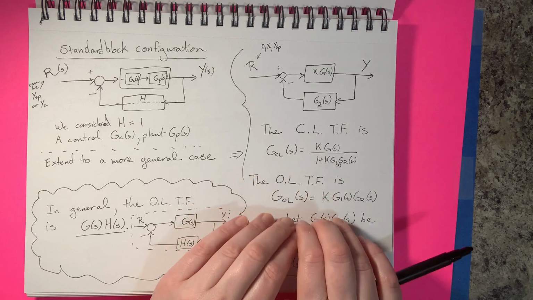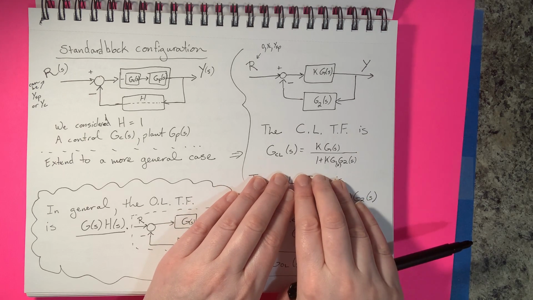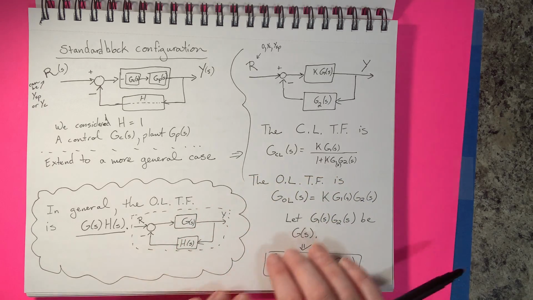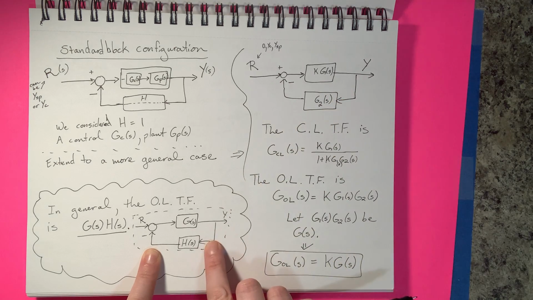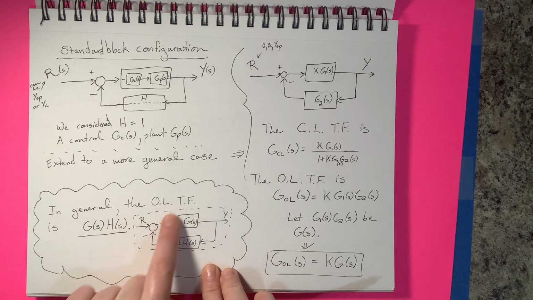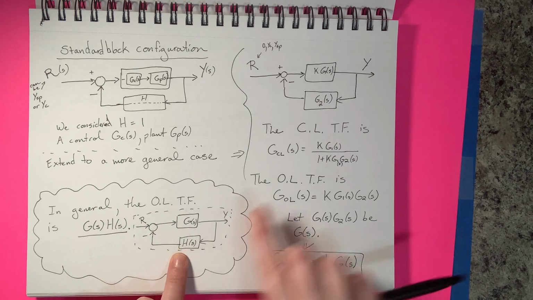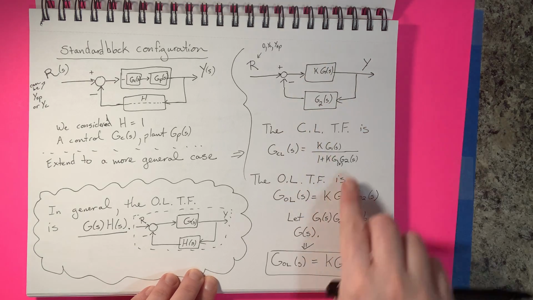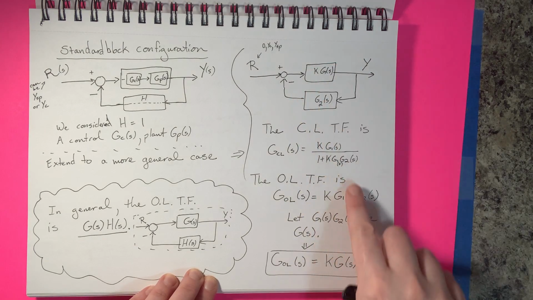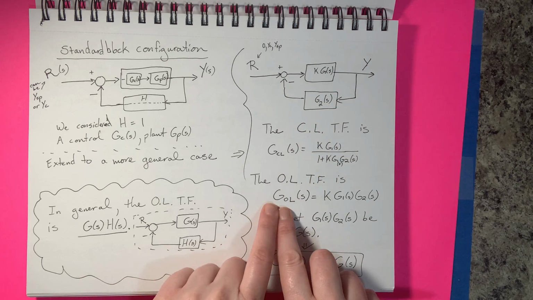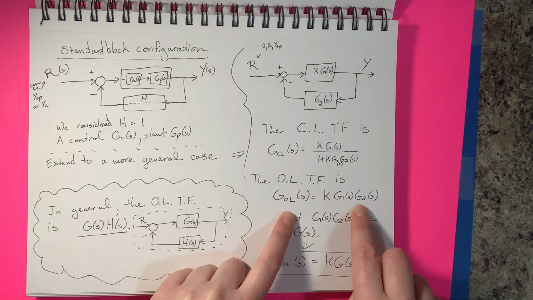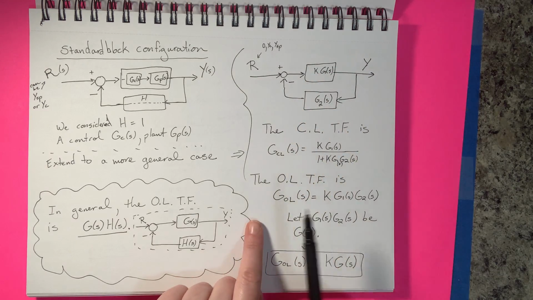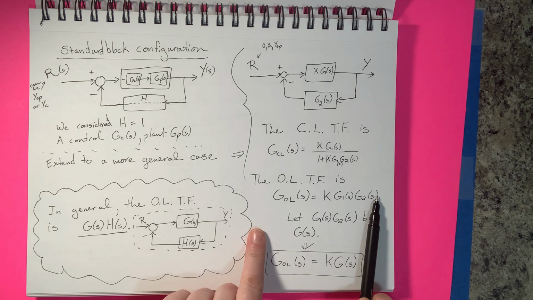I write this out because I want to compare the closed loop transfer function with the open loop transfer function. In general, if you have a block diagram that looks like this, very similar to the one I've drawn up here, the open loop transfer function will be the multiplication of these two blocks. In that case, our open loop transfer function is kg1, this block right here, times g2, this block right here. So we've got the open loop transfer function now.